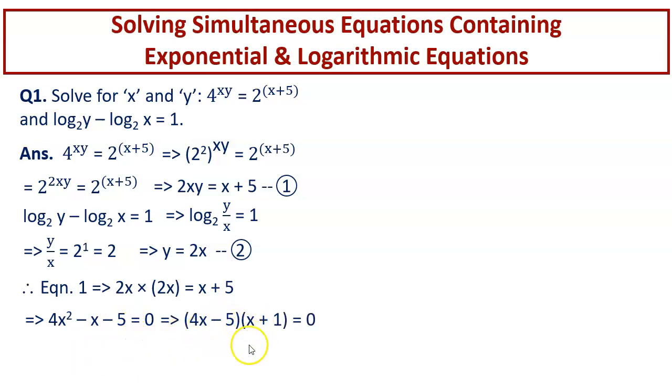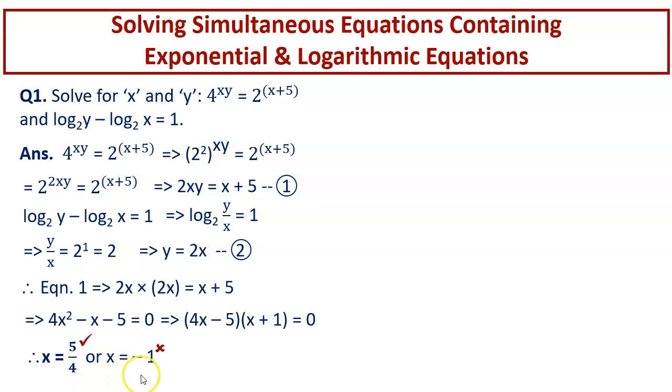And these are the two linear factors that we have. 4x minus 5 times x plus 1 is equal to 0. From the first factor, x equal to 5 over 4, and from the second factor, x equals -1. But can we take both the values? Definitely not. We cannot take x equals -1 because we have log of x to the base 2, and a negative number cannot be an argument of a logarithmic term. So we cannot take -1. We have to take only this value of x, that is 5 over 4.